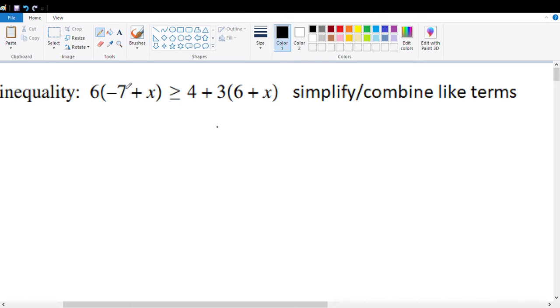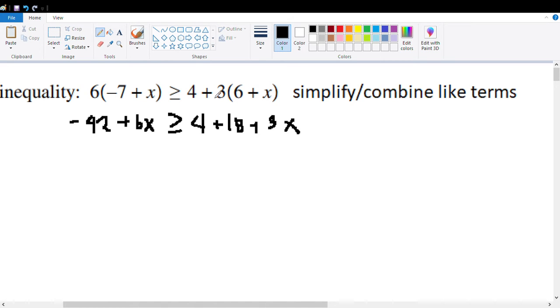What do I mean by simplify? What I mean by that is we distribute. We're going to distribute 6 to both -7 and x, and you're going to get -42 plus 6x. When you distribute your left hand side, our inequality remains the same. We bring down 4, and now we distribute 3 to both 6 and x to get plus 18 plus 3x.